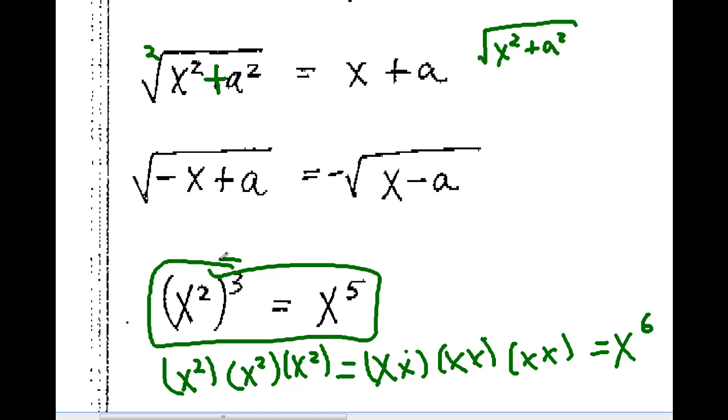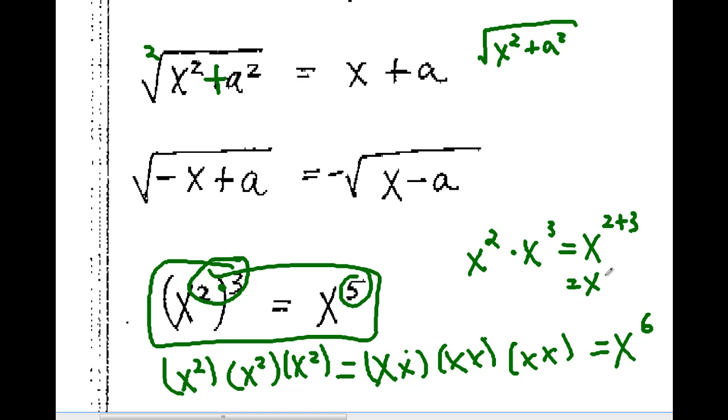So basically, when you have multiplication here, you literally do 2 times 3. Now this one is not true because x squared times x cubed is equal to x to the 2 plus 3, or x to the 5th. But notice here I have 2 bases, right? X and x. Here I only have 1 base. When you have only 1 base, you leave it alone, you just multiply.